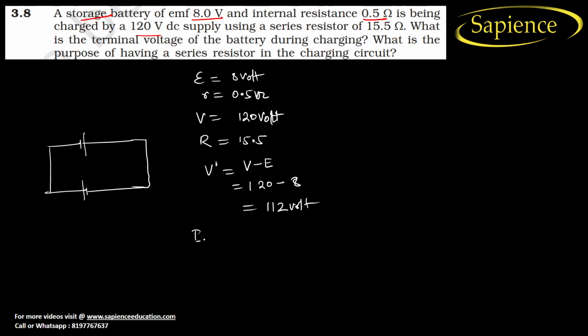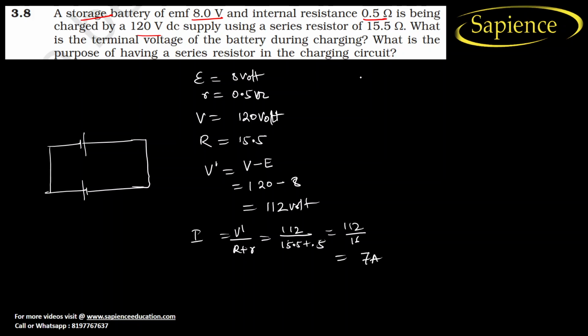Now from this, the current I will be V dash by capital R plus small r, that is equal to 112 divided by 15.5 plus small r. Small r is 0.5. So this will be 112 divided by 16. So finally we will get 7 ampere, right? 7 ampere.